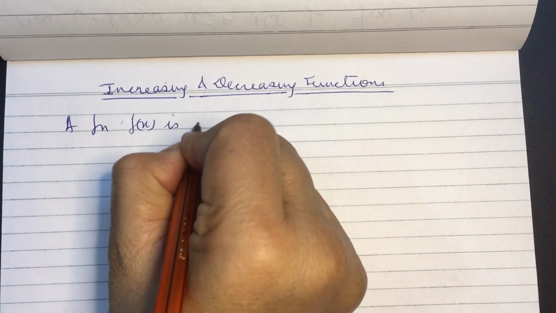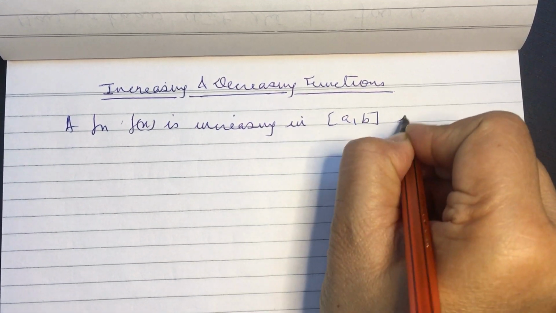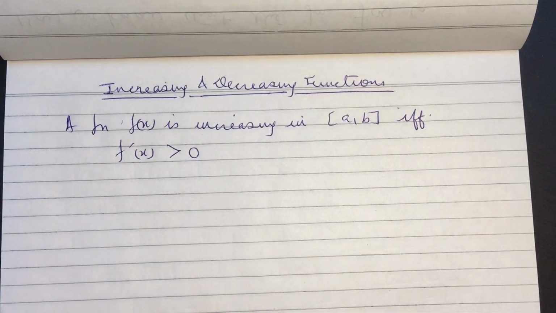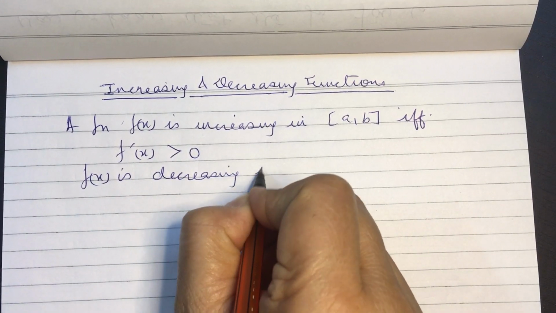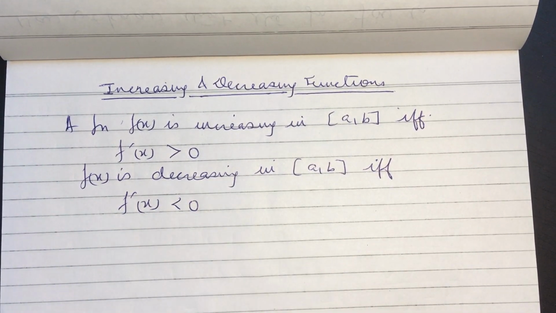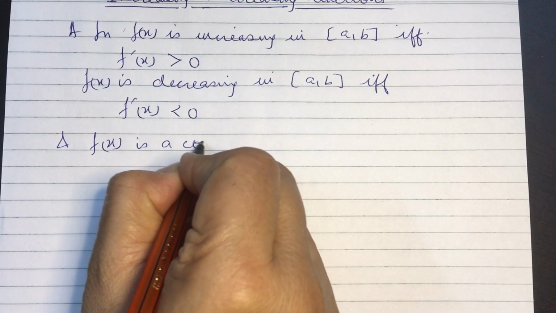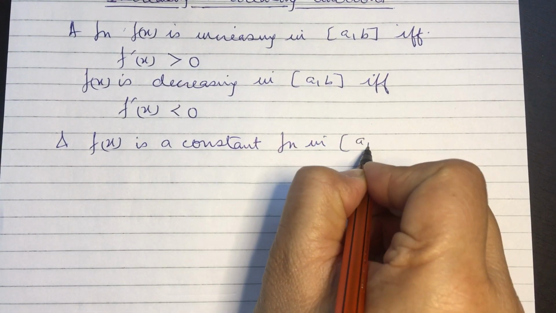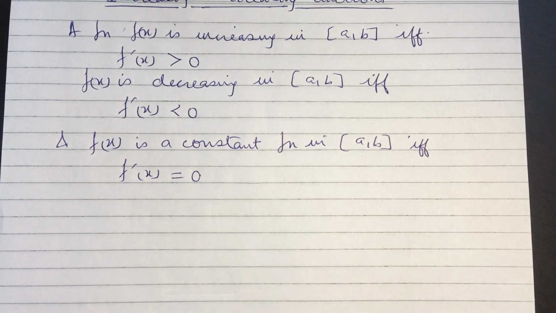f(x) is increasing in any interval (a, b) if and only if f'(x) is greater than 0. f(x) is decreasing in that interval if and only if f'(x) is less than 0, and f(x) is a constant function in the interval (a, b) if and only if f'(x) is equal to 0.